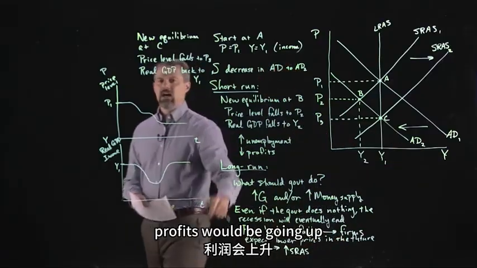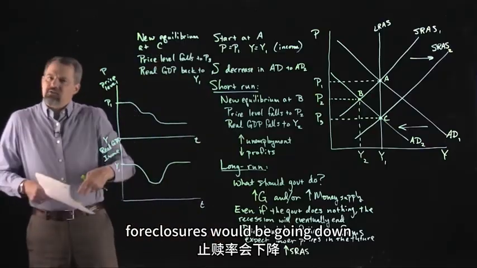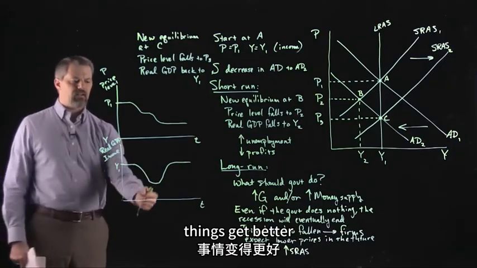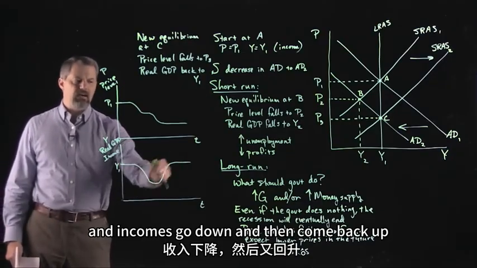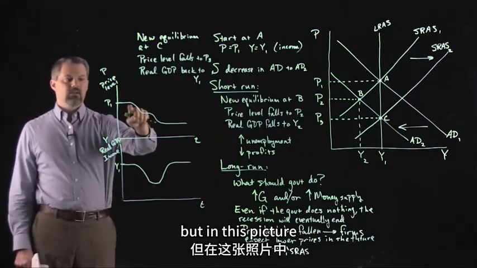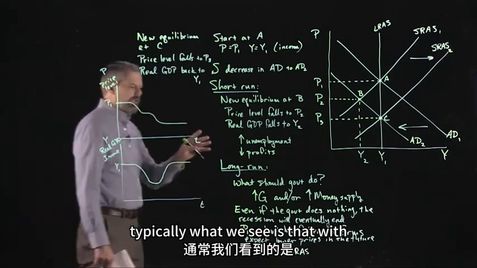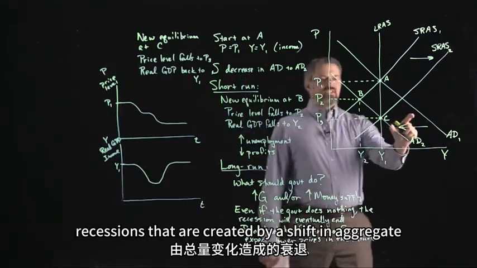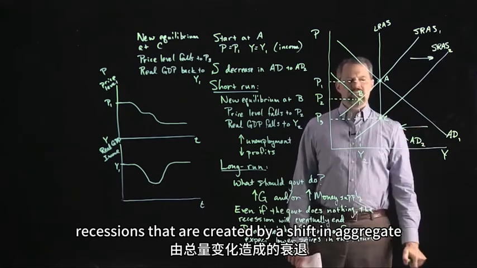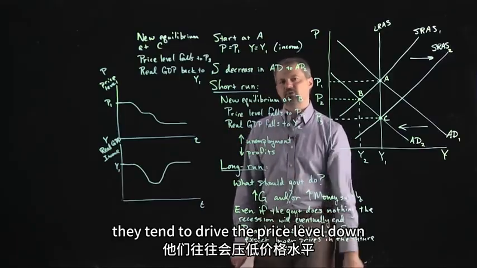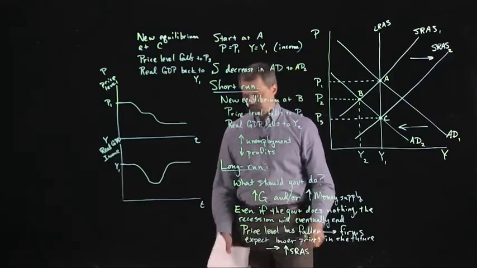profits would be going up, foreclosures would be going down. As people's income returns back to where it started, things get better, and incomes go down and then come back up. But in this picture, the price level fell. Typically what we see is that with recessions that are created by a shift in aggregate demand, we tend to see those being deflationary. They tend to drive the price level down.